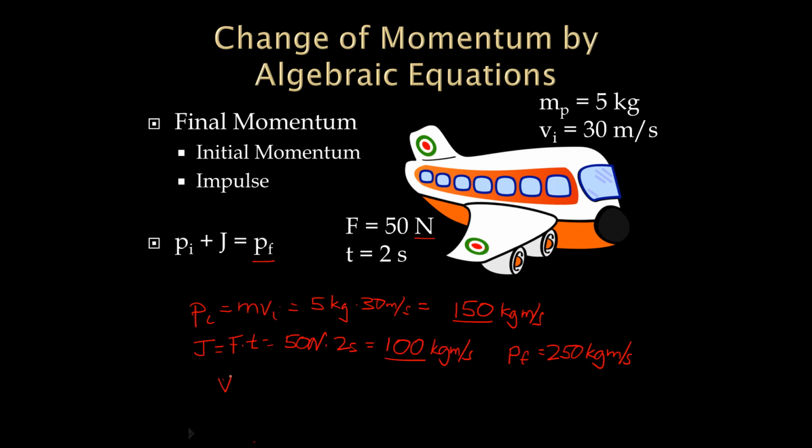If we also had the question, what's that final velocity? We know that our mass times our final velocity is equal to our final momentum. So we could say our final velocity is equal to our final momentum divided by mass. Let's do a little work at this. 250 kilogram meters per second divided by the mass of our airplane, 5 kilograms. After we've turned the engine on, 250 divided by 5, 50 meters per second.